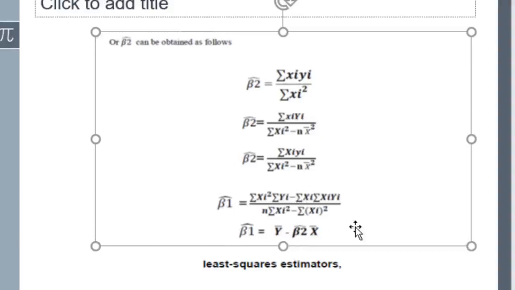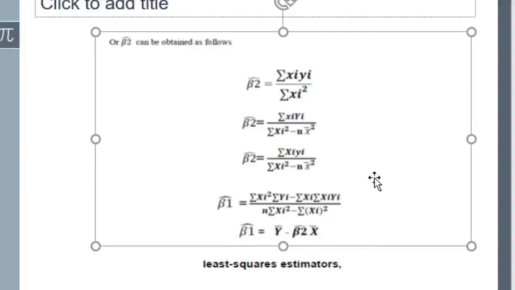Or beta 1 can be estimated as follows also, that is y bar minus beta 2 cap x bar. If we have beta 2 cap, we can directly obtain beta 1 cap. The formula is: obtain the mean value of the dependent variable and take the difference of beta 2 cap into x bar. Then we will get beta 1 cap, or beta 1 cap equal to y bar minus beta 2 cap x bar.